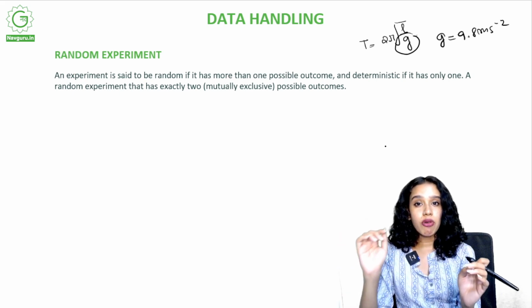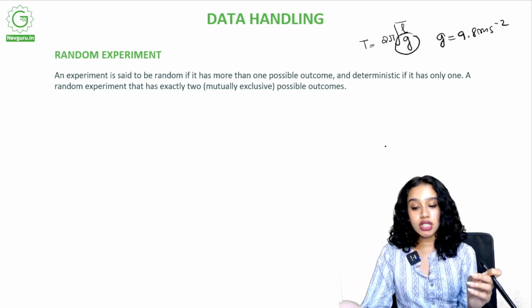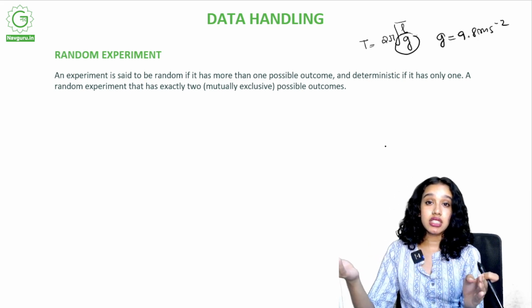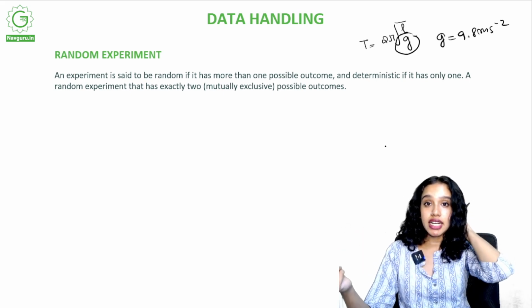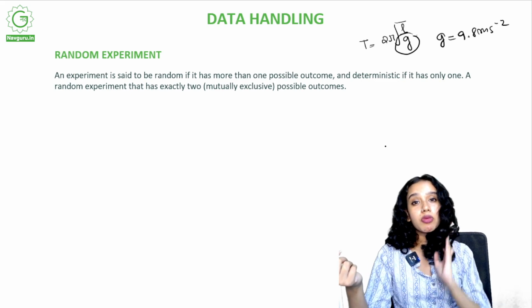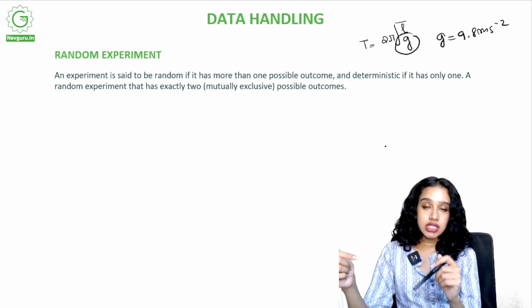Now if it has more than one outcome, like tossing a coin or rolling a dice. If I'm rolling two dice, there are 36 outcomes. If we roll one dice, we have 6 possibilities. It could be 1, 2, 3, 4, 5 or 6, right?